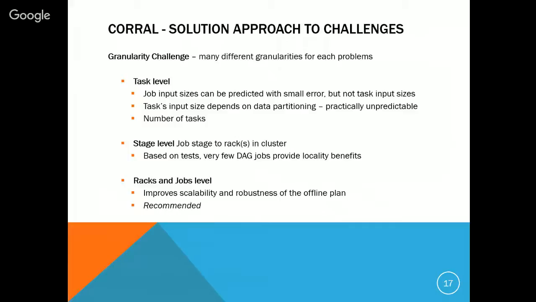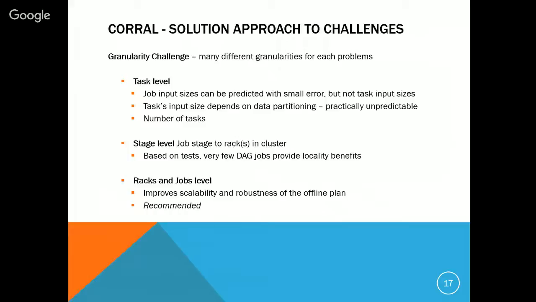So what are the solution approaches to these challenges discussed? In regards to the granularity challenge, there are many different granularities for each problem. So we have the task level, which talks about which tasks of a job should run on which machine on the cluster. Right. So job input sizes can be predicted with small error, but not task input sizes. The task input size depends on data partitioning, which is practically unpredictable, as well as the number of tasks.